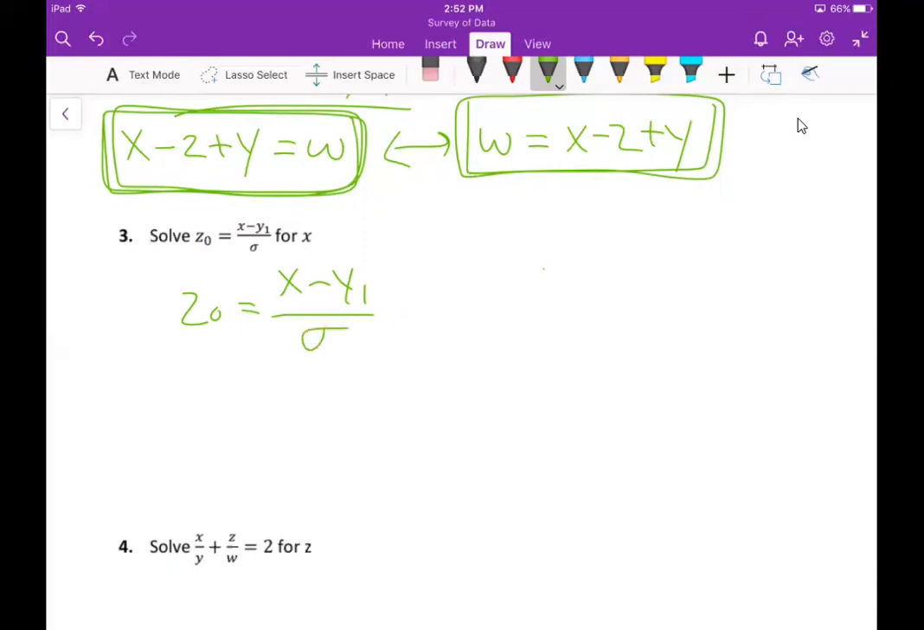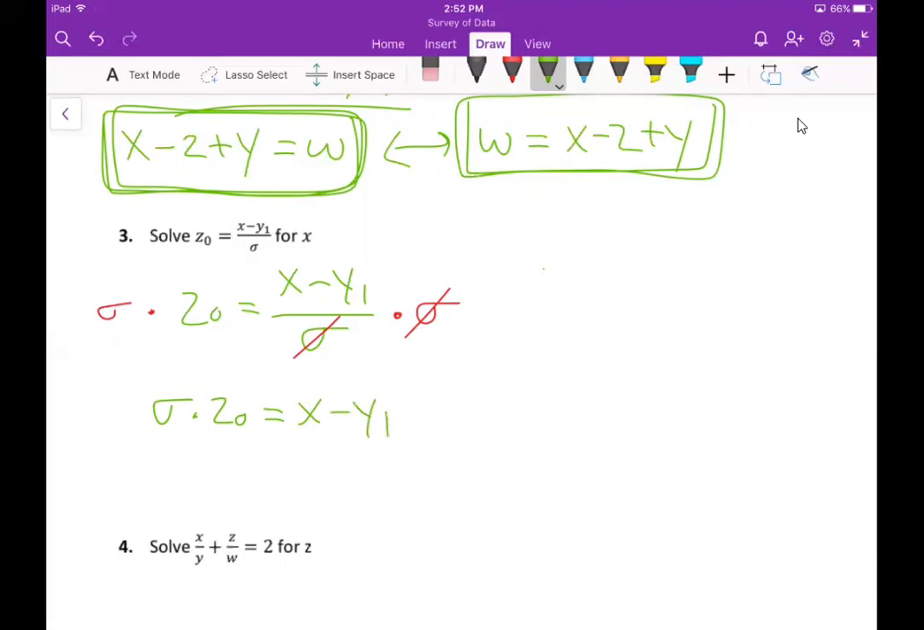I want to get X by itself. Currently, the side that X is trapped on, the entire side is being divided by sigma. So just like we learned in 8.3, if the entire side is divided by something, multiply it out so you don't have to work with fractions anymore. That will get rid of that denominator. On this side, I cannot combine these two things, so I just have those two things being multiplied together. We have sigma times Z sub 0 equals X minus Y1.